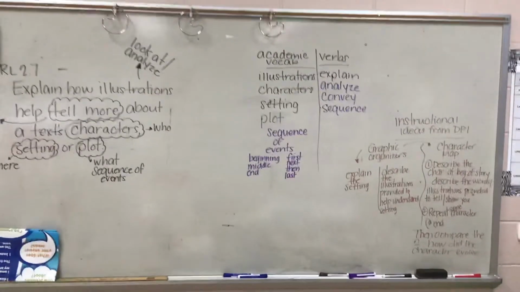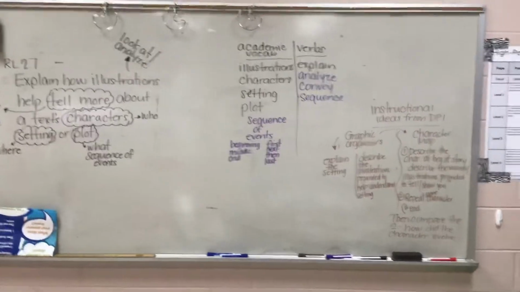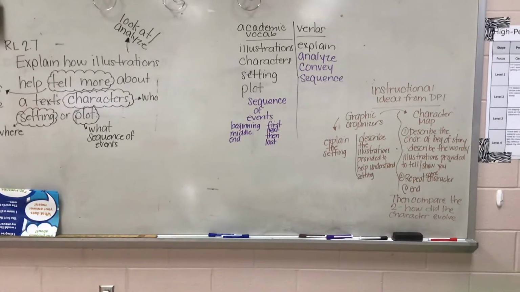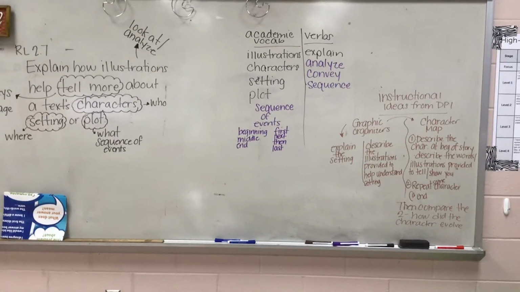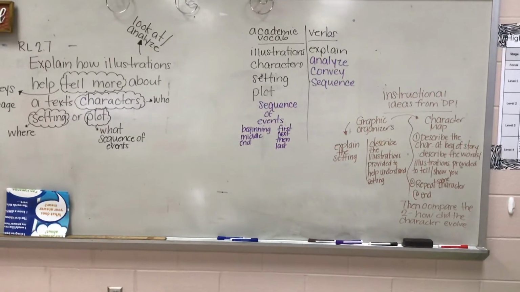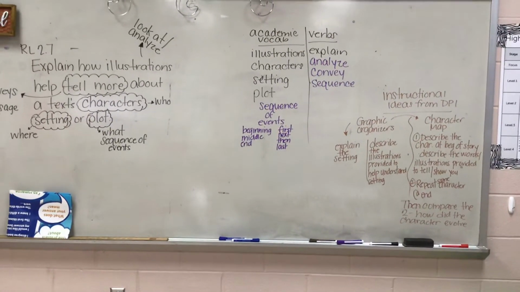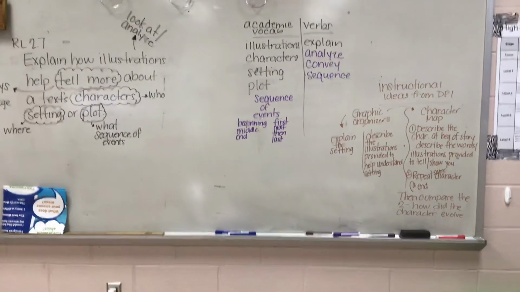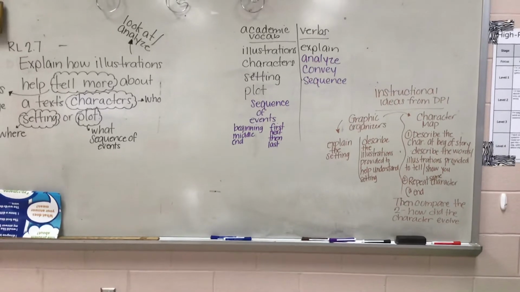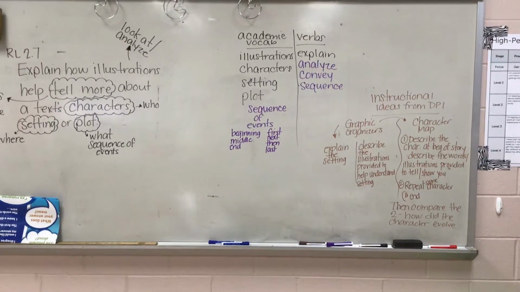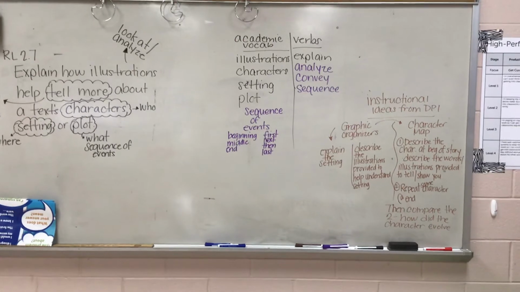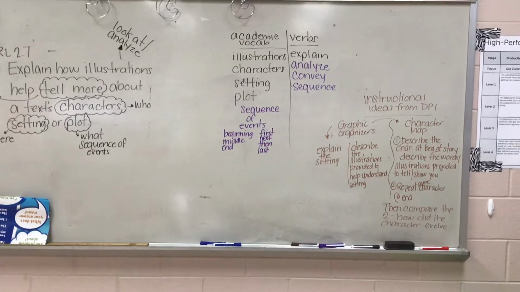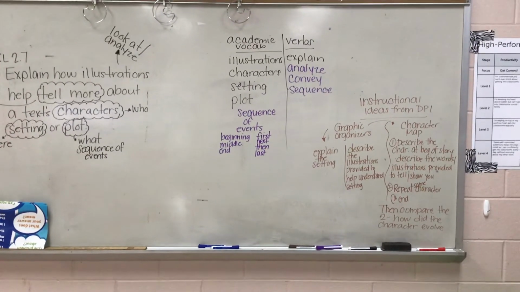Then if you pull from your academic vocabulary, again, there's not a ton in that particular standard: illustrations, character, setting, and plot. But then if you dig deeper into plot, even though the words sequence of events are not in that standard, that's what they're doing when they're looking at the plot. They're thinking about the sequence of events. They're thinking about and identifying and explaining the beginning, the middle, the end, the first, next, then, last. So those need to be included even though they're not specifically in that standard.